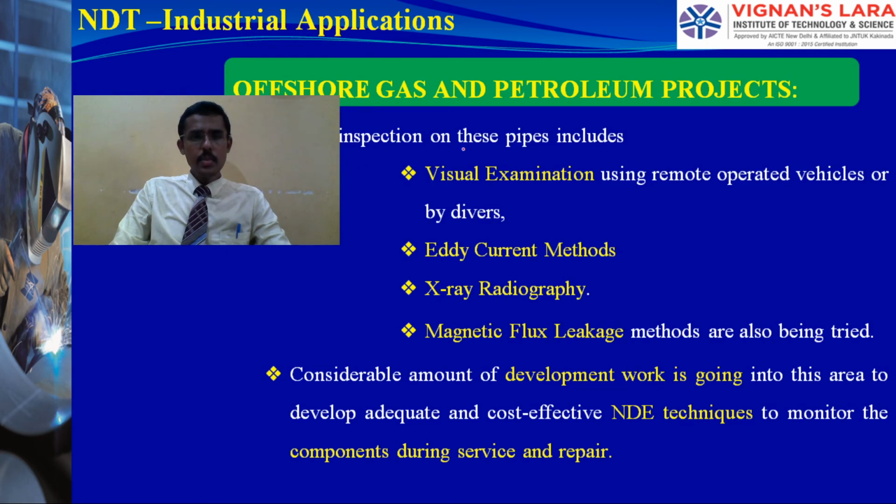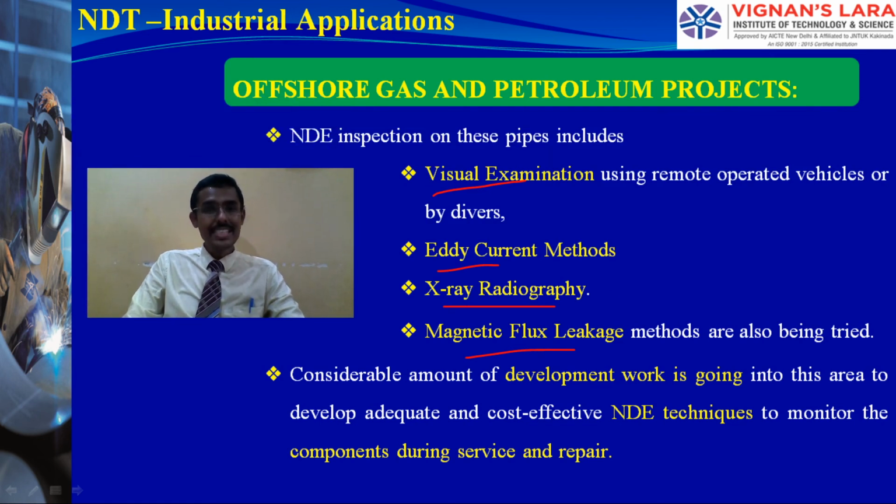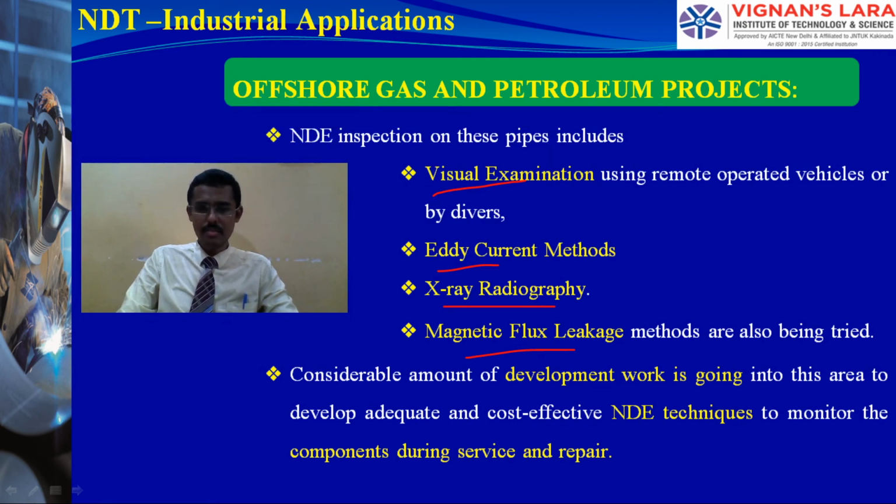Indeed, NDT inspections on this pipe include maybe visual, maybe eddy current, maybe X-ray, maybe flux leakage, maybe ultrasonic too. See, we have covered all these seven to eight important techniques repeatedly for all the applications. But here we are seeing what the content is and how it is utilized.